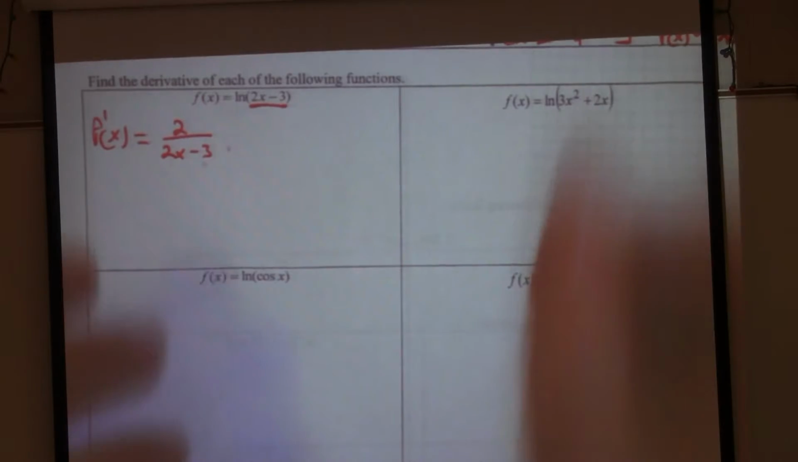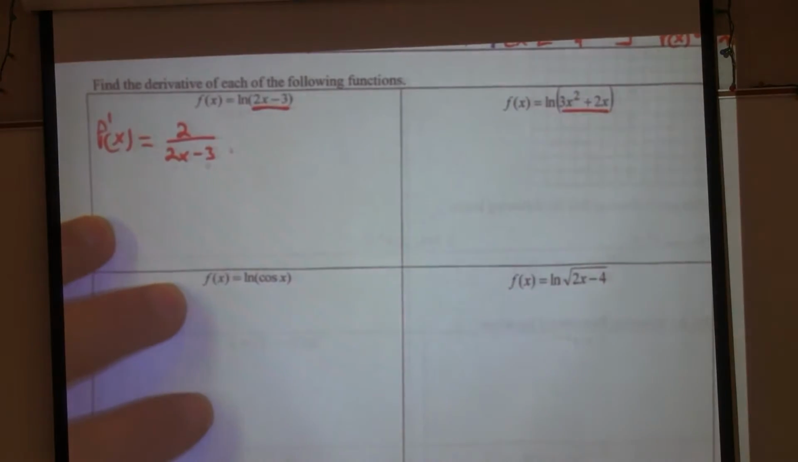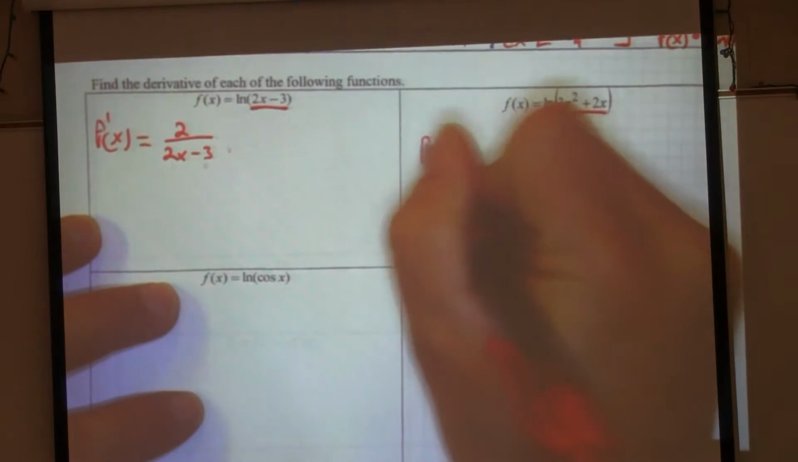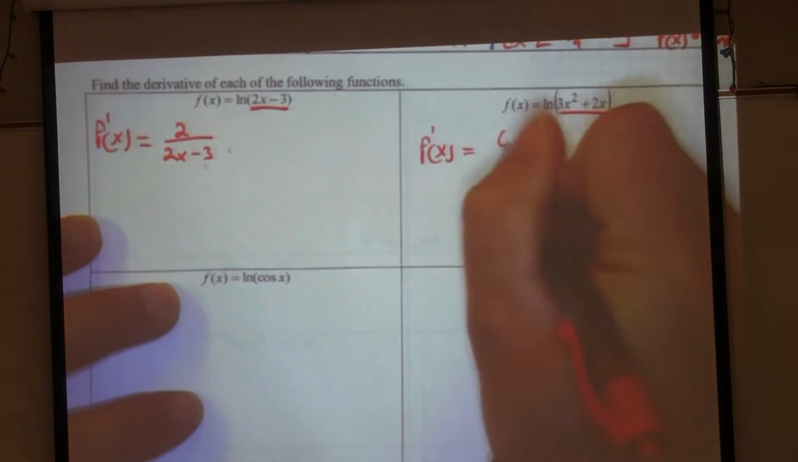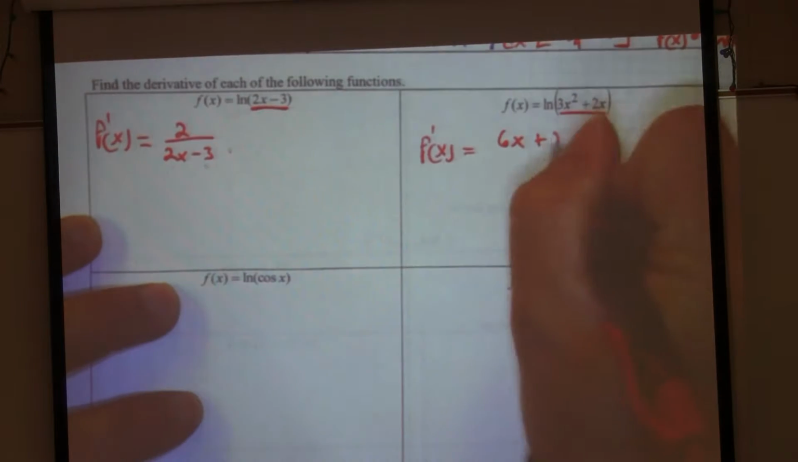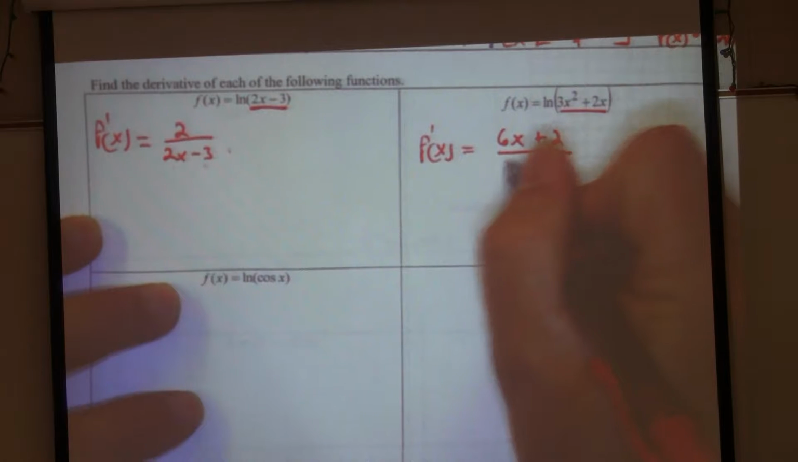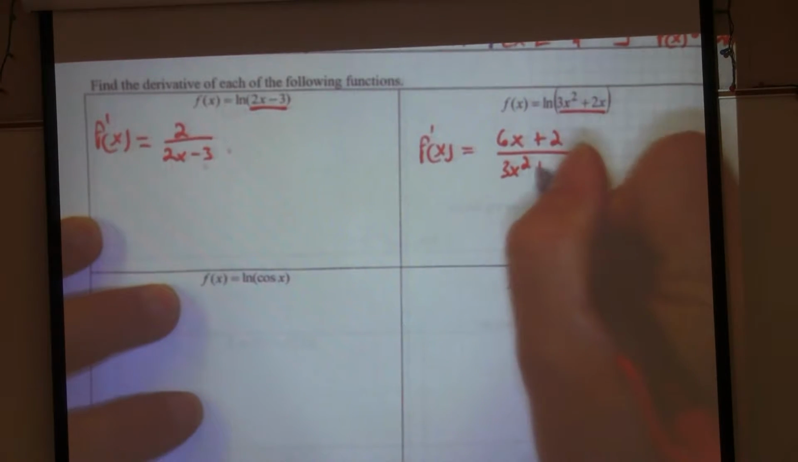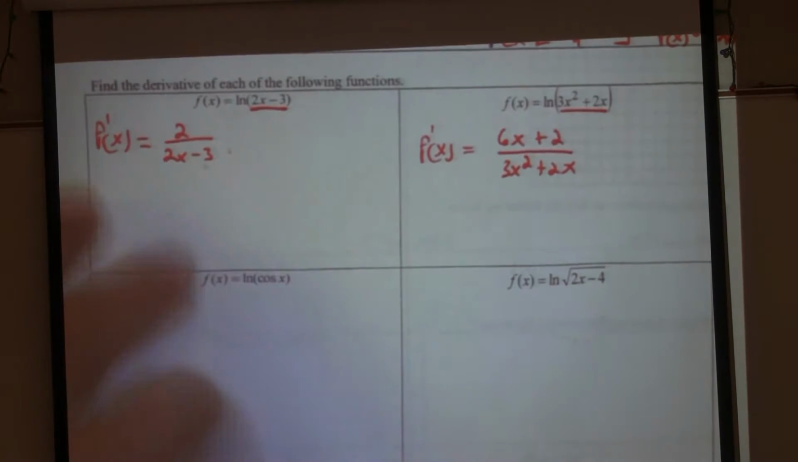Try the next one. What's the stuff here? Alright, so let's get the derivative. 6x plus 2 over plus 2x. D stuff over stuff.